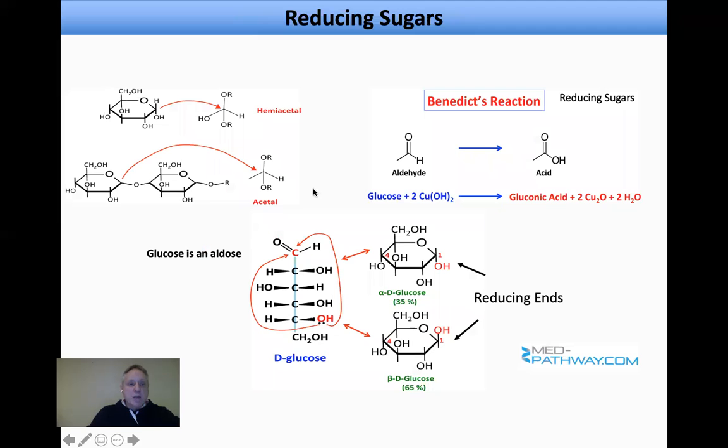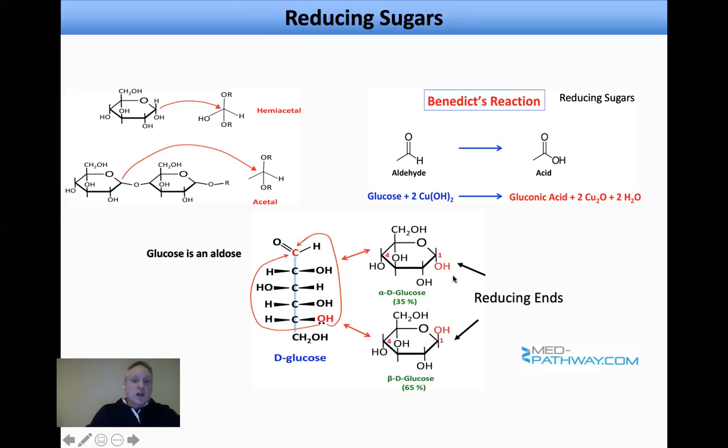So what we see is that if we look at glucose further, it's an aldehyde, and it's called an aldose. So carbohydrates with aldehydes are aldoses. And aldehydes, as you see up over here, can actually be oxidized to carboxylic acids. And there's a solution known as Benedict's reaction or Benedict's reagent, and it oxidizes aldehydes to acids. And so what people can do is determine whether a sugar is a reducing sugar, because if it's a reducing sugar, it'll have a reducing end.